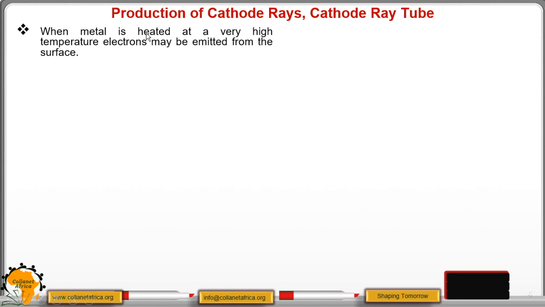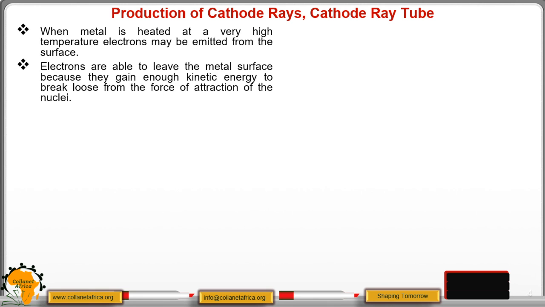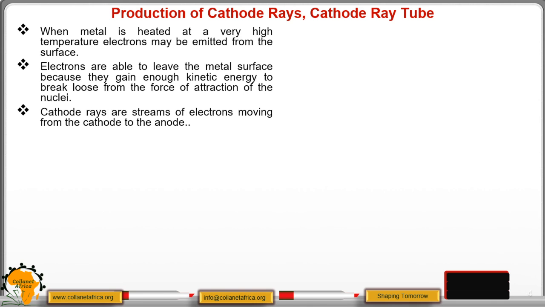We have that when a metal is heated at very high temperatures, electrons gain kinetic energy, and that kinetic energy is enough for them to break loose, and therefore they are able to be released from the metal surface, or they are emitted from the metal surface. That process where electrons are emitted from the surface of a metal, we call it thermionic emission, as we are going to see the definition later.